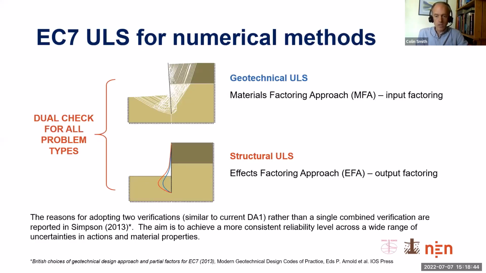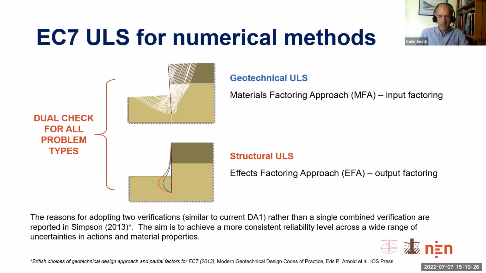So to give you the initial overview, what's recommended in the code is a dual check for all problem types. We have a check that broadly covers geotechnical ULSs, which is a materials factoring approach, where primarily we factor parameters before we do our calculation model or numerical analysis. And then we have one that is broadly a structural ULS, where we undertake our analysis first and then factor the outputs of that analysis, the action effects essentially.